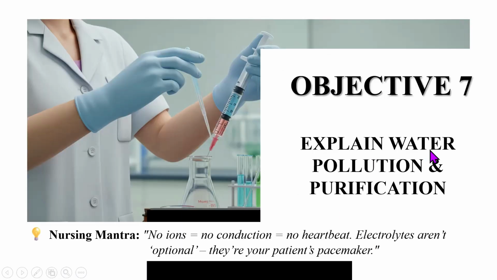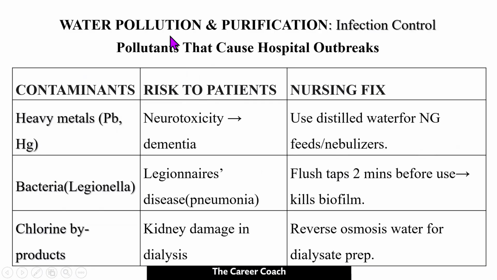Objective 7, we want to explain water pollution and water purification. We want to look at water pollution and purification, infection control, pollutants that cause hospital outbreaks. So we'll look at contaminants, risk to patient, and nursing fix. Heavy metals are pollutants that can be found in water, such as lead and mercury. They cause risks to patients, such as neurotoxicity that could lead to dementia. So you see that there are other things that could cause dementia. Nursing fix. How do we fix heavy metals in hospital water?